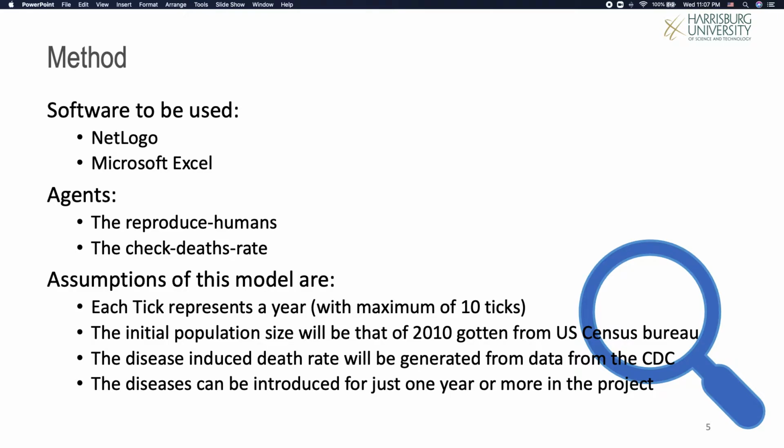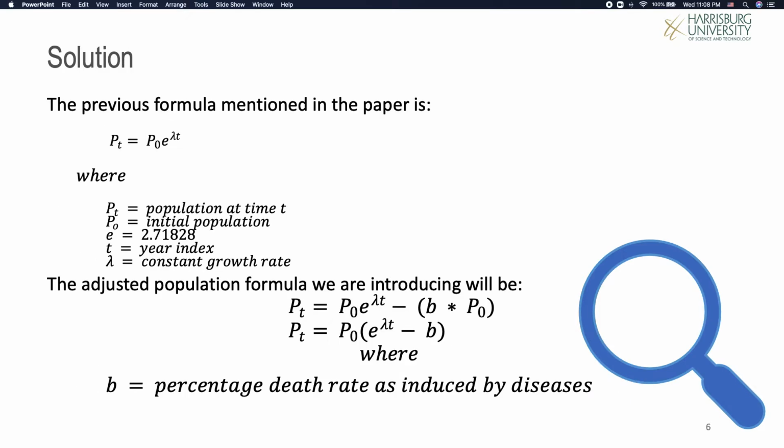And the assumptions we made are that each tick represents a year, with a maximum of 10 ticks, whereby the initial population size would be that of 2010 and run to 2020. The disease-induced rate was generated from data from the CDC, which we'll show later, and the disease will also be introduced in a year.